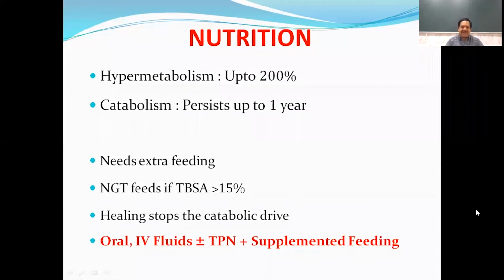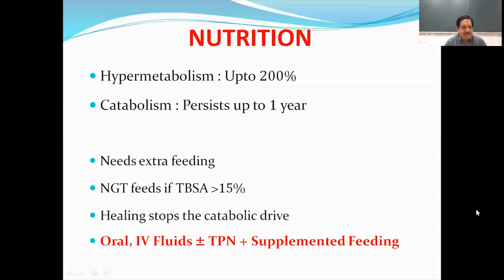Now coming to the nutrition. In major burns, metabolism can go up to 200%. That we call hypermetabolism. That is one. On the other hand, there is a catabolism. It may persist up to 1 year.